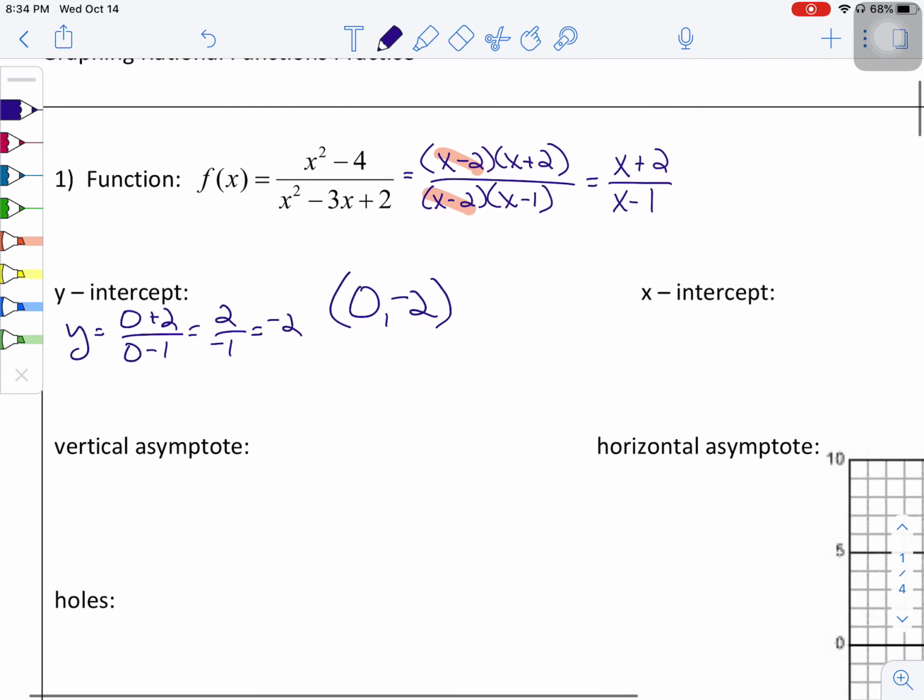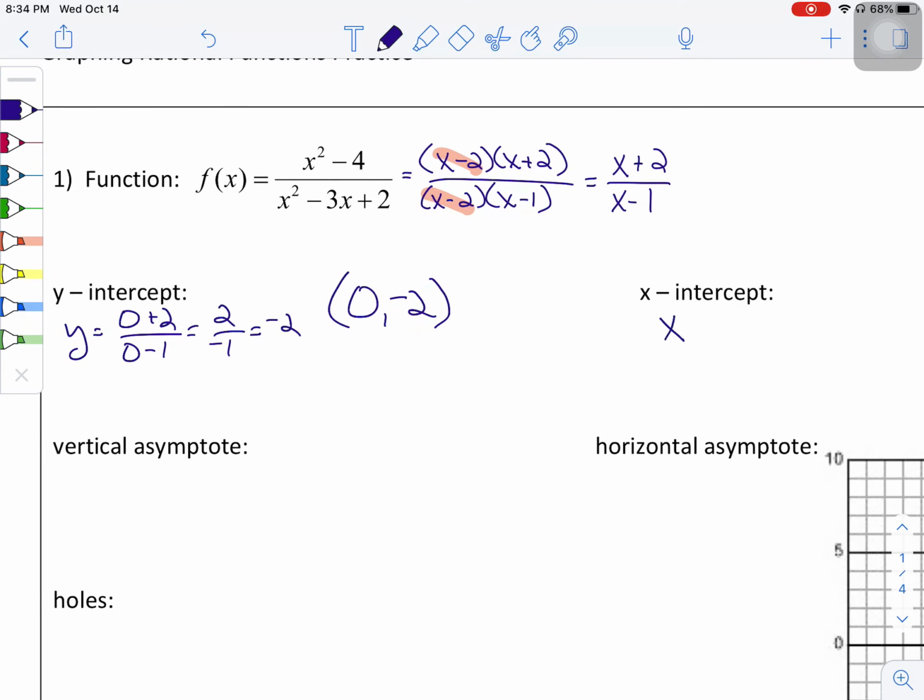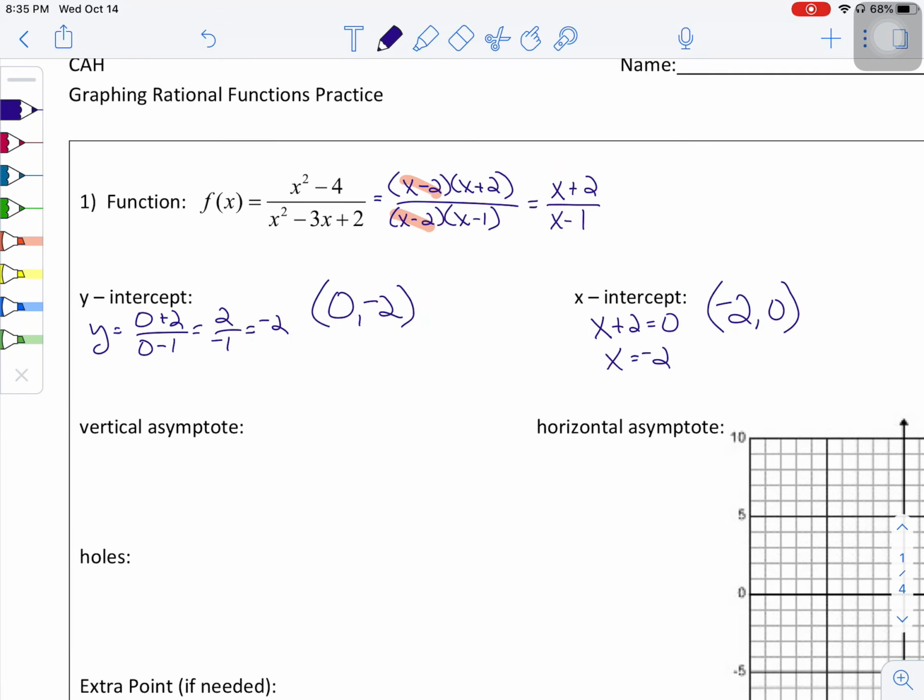X-intercept, I am going to make just the numerator equal to 0. So x equals negative 2. So, whoops, let's try and write that correctly. (Negative 2, 0). Vertical asymptote, set the denominator equal to 0. So x is equal to 1.